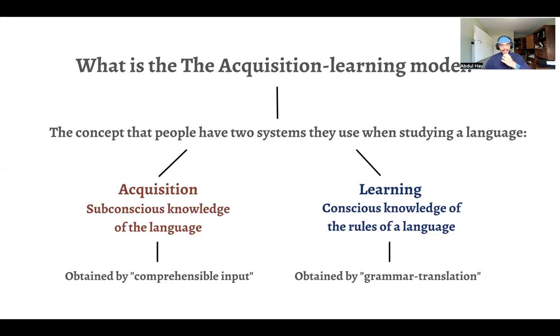So how are we going to get acquisition, where we're going to be able to read fluently and understand how it's supposed to sound, and so on and so forth? We're going to obtain that by comprehensible input. So the question is, what is comprehensible input?